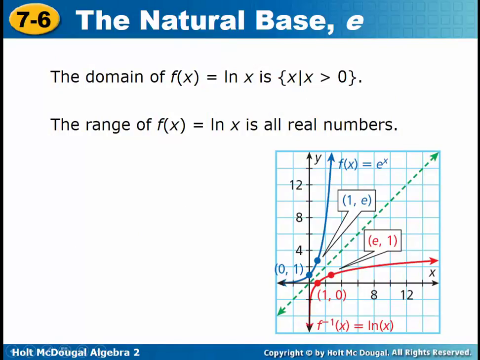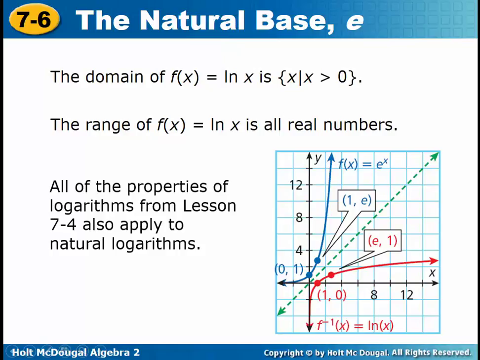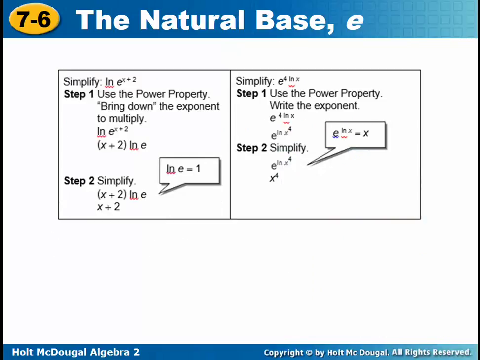The domain of f of x equals natural log of x is positive numbers, or x is greater than 0. The range of natural log of x is all real numbers. It can be negative, it can be positive, which, as you can see, is flip-flopped from e to the x, whose domain is all real numbers and whose range is y greater than 0. All the properties that we learned from lesson 7.4 also apply to natural logs.